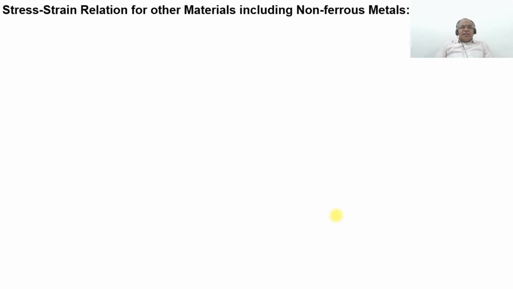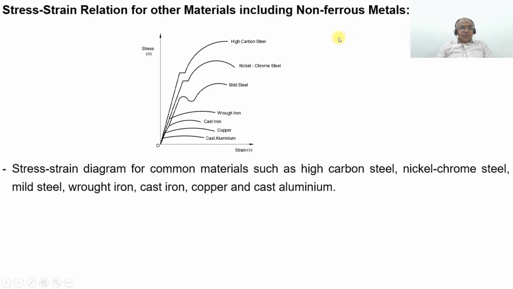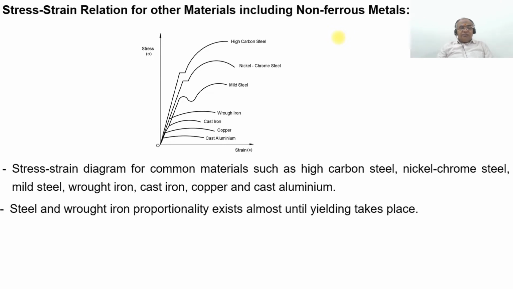Now we go for the stress-strain relationship for materials including the non-ferrous metals. Here, in the stress-strain curve, we have cast aluminium, copper, cast iron, wrought iron, mild steel, nickel chrome steel and high carbon steel. The stress has been given for all the basic materials we are considering. In steel and wrought iron, proportionality exists almost until the yielding takes place. That is for both the wrought iron and the mild steel.